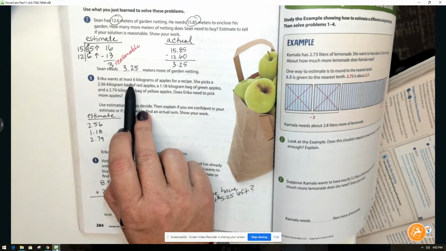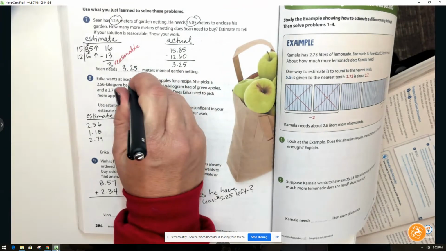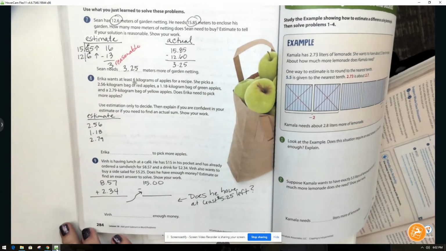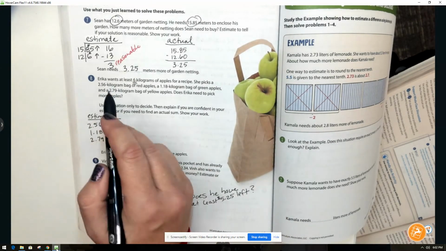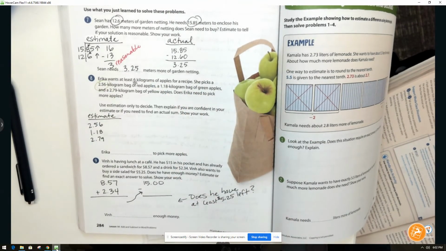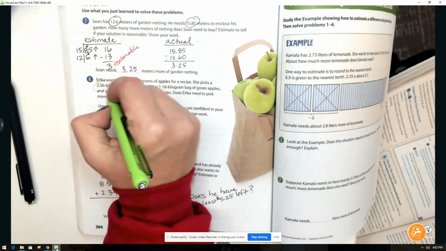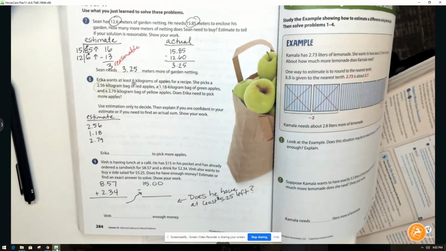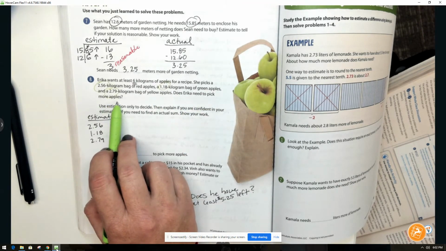Number 8 says Erica wants at least 6 kilograms of apples for a recipe. So she wants to have at least 6 kilograms of apples. So she picks, here I'll circle the important information, a 2 and 56/100 kilogram bag of red apples, a 1 and 18/100 kilogram bag of green apples, and a 2 and 79/100 kilogram bag of yellow apples. Does Erica need to pick more apples?